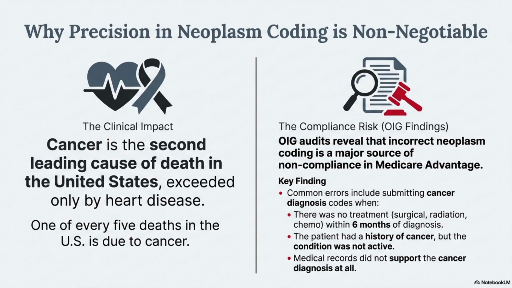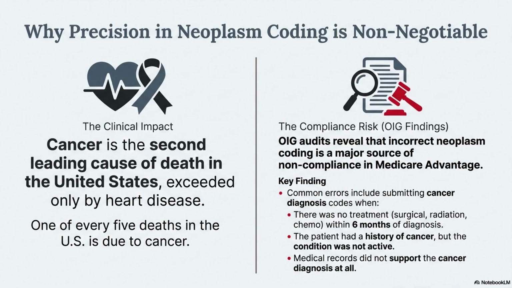Let's start with why precision matters. Cancer is the second leading cause of death in the United States, responsible for 1 out of every 5 deaths. Because of this, accurate Neoplasm coding plays a major role in patient care, population health data, and risk adjustment.